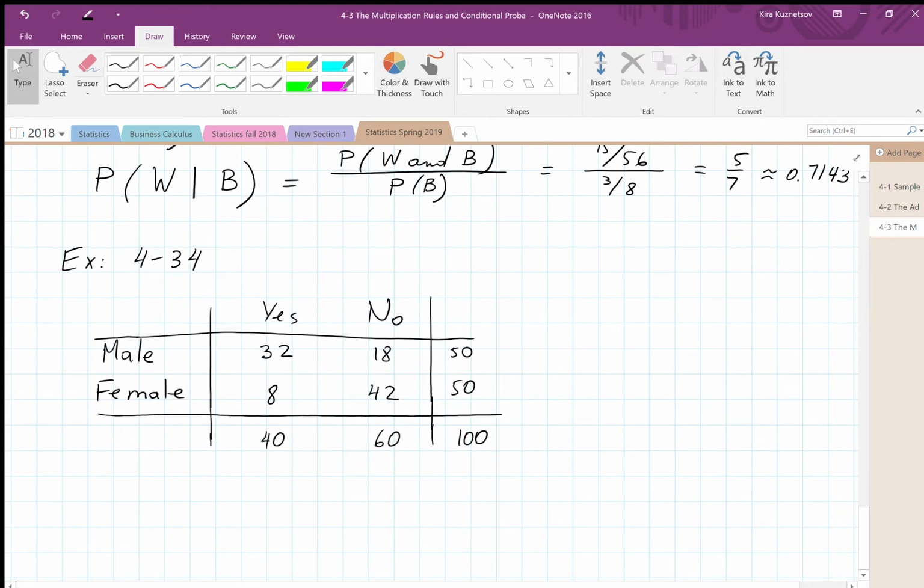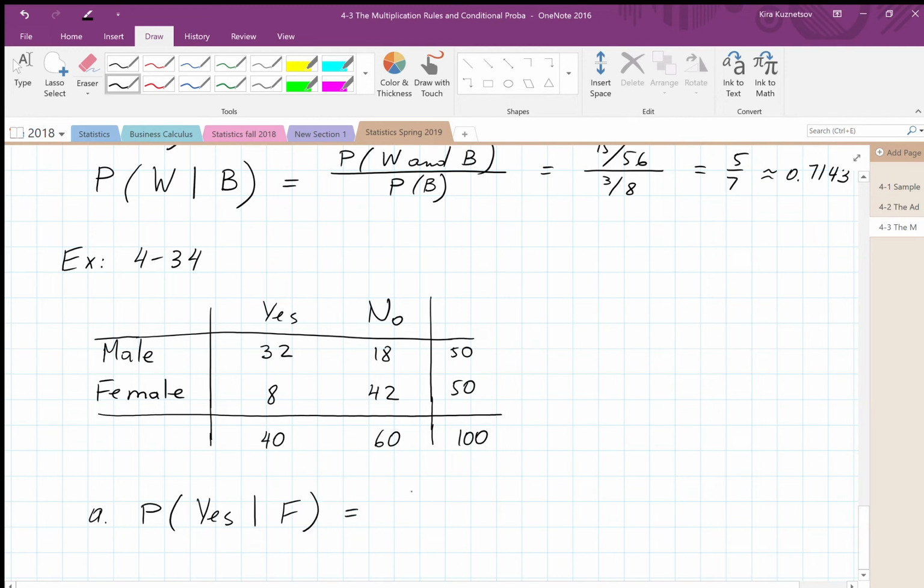From a two-way table, I can ask you a bunch of different questions, and some of them are given to you in the book. Part A. Find the probability the respondent answered yes, given that the respondent was a female. So, the probability that they're asking us for is the respondent answered yes, given that we're only talking about females.